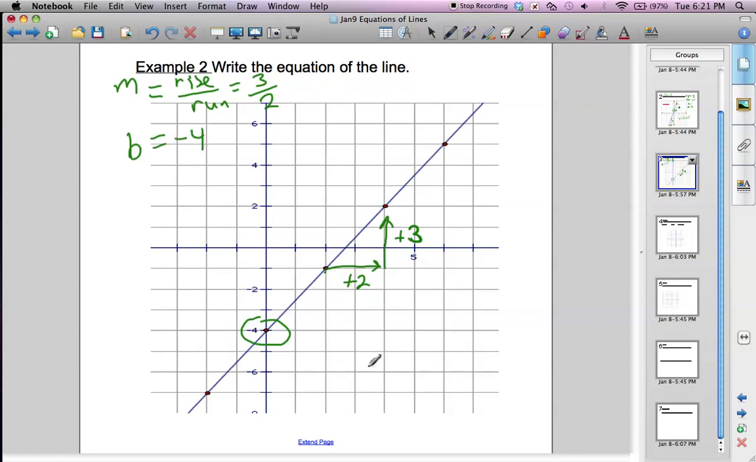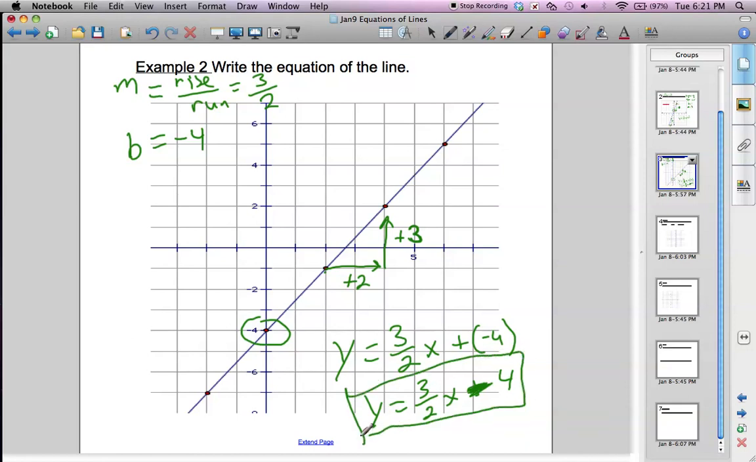So we can write the equation of the line as y equals slope times x plus -4, which is the y-intercept. Or you can just write that as y equals 3 over 2 x minus 4. Okay, so plus -4, same thing as minus 4. So 3 over 2 x minus 4 is the equation of that line.